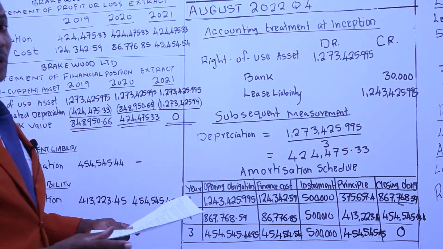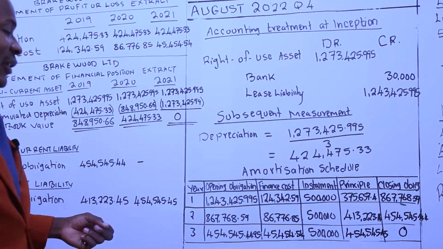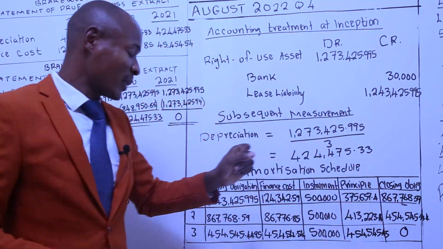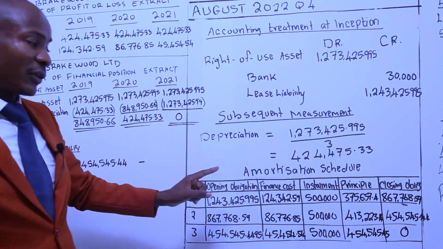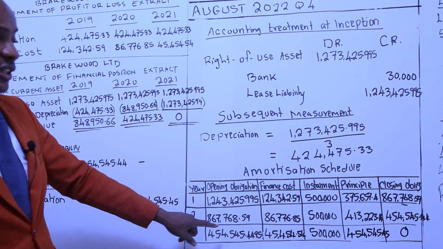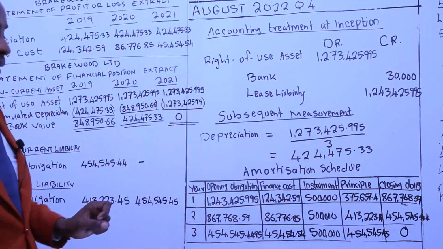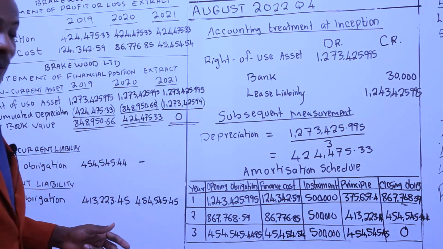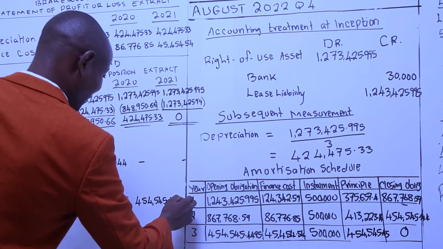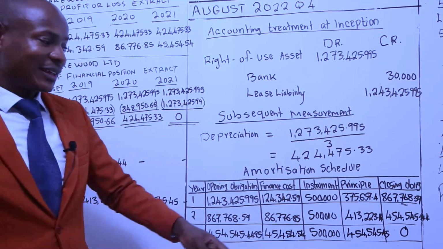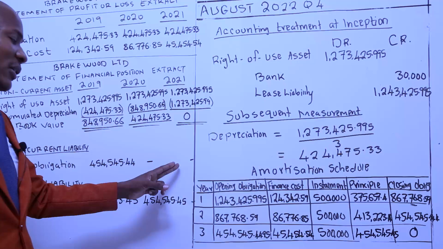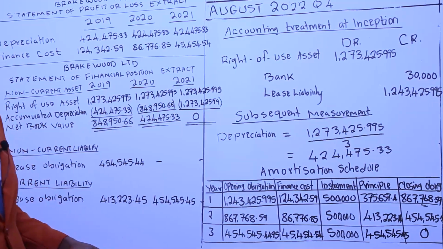Now there are those who will present a lease obligation as one figure, and if that is the case, then for 2019 you bring one figure of 867, and for 2020 one lease liability figure of 545. For 2021 there will be no lease obligation since you have 0. But it's a good practice to always separate them into the current portion and the non-current portion. For 2021 it is 0, and therefore there will be no lease obligation, whether non-current or current.